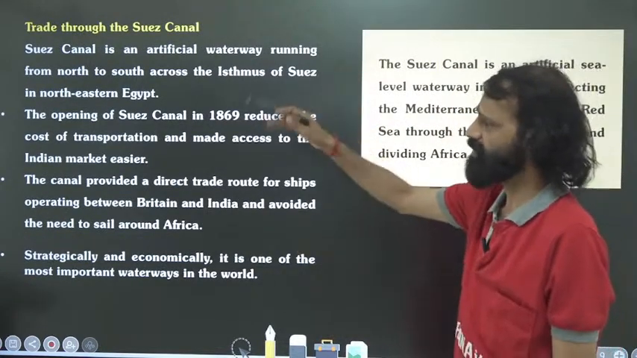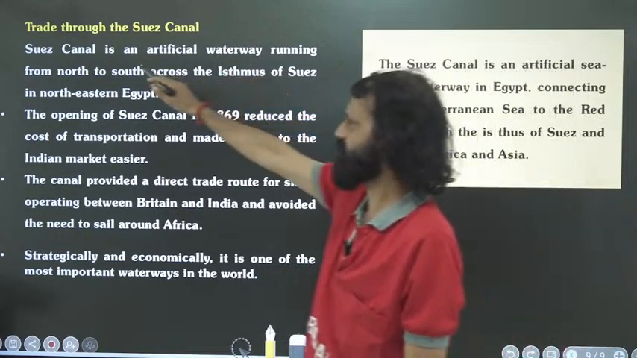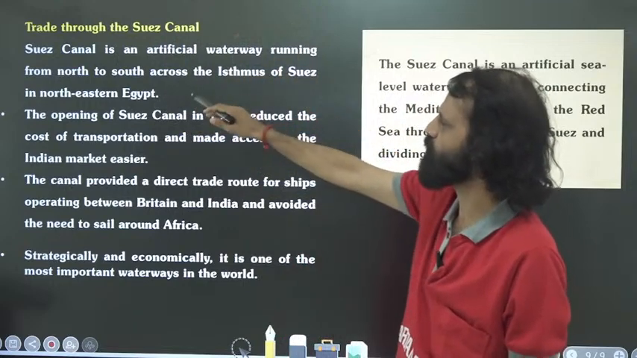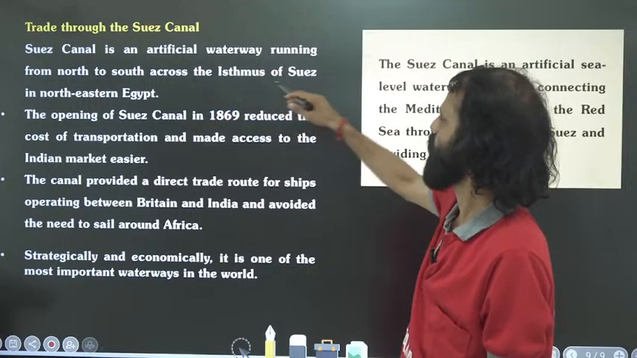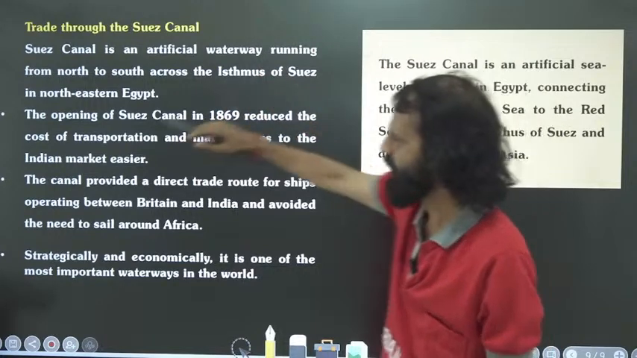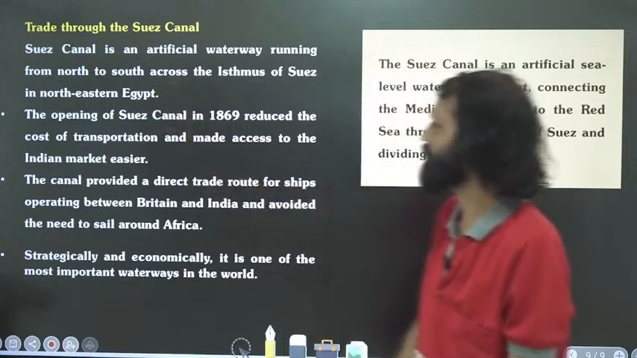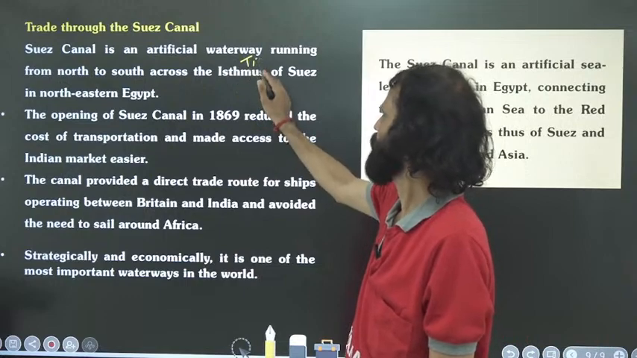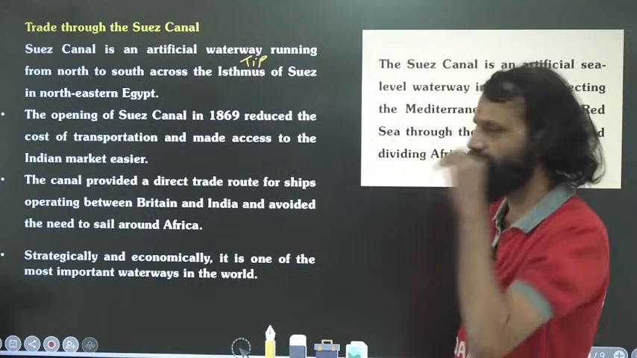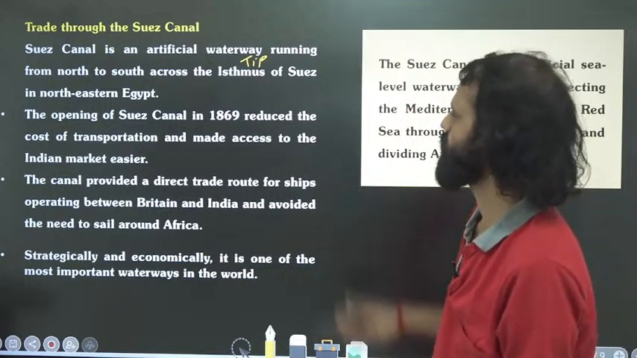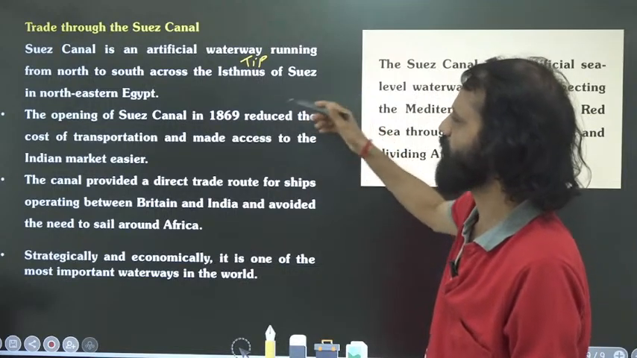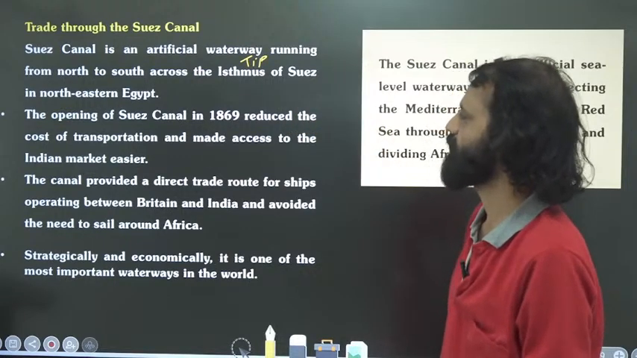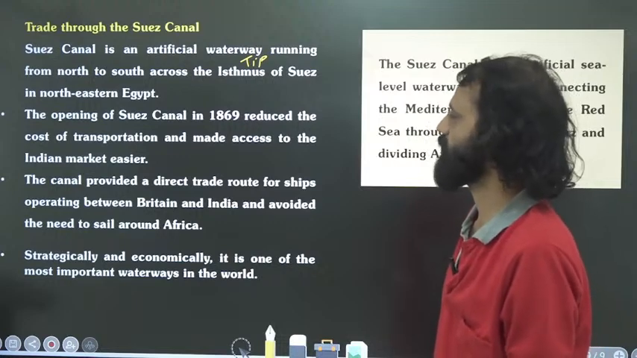So we did study about the Suez Canal and trade through the Suez Canal. The Suez Canal is an artificial waterway running from north to south across the Isthmus of Suez in northeastern Egypt. An isthmus means the tip. You know that Kanyakumari is the tip of India. So like that, there was an isthmus. After making this Suez Canal, Britain could reach India very easily. They could save time and money.